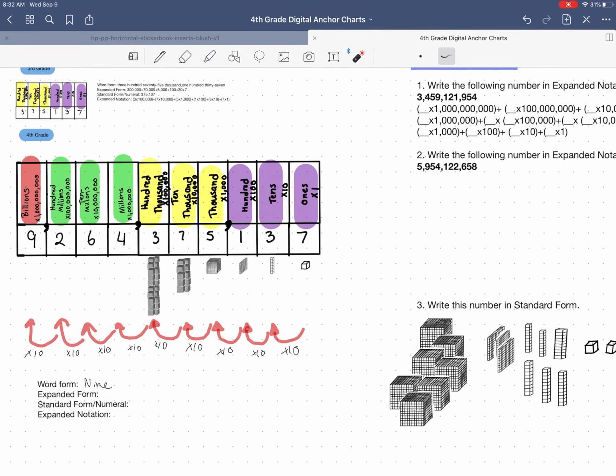So we say 9 billion. So that's what I'm going to write. 9 billion, comma, just like over here. Now we say 200. We don't say 200 million because we're still not done with the millions period.